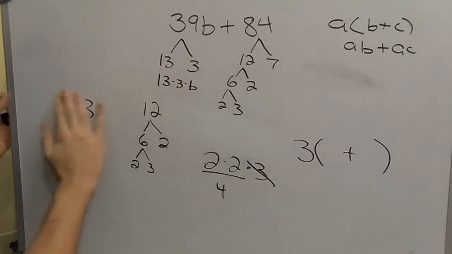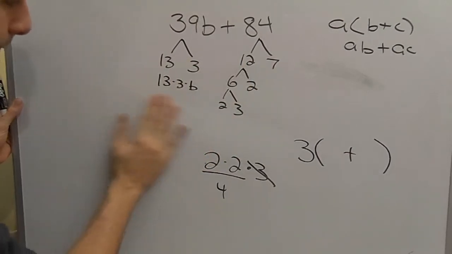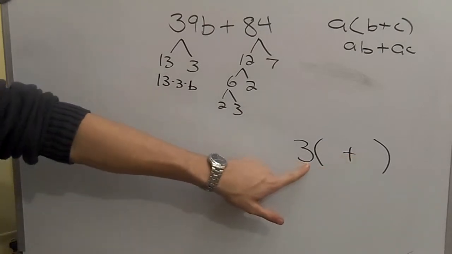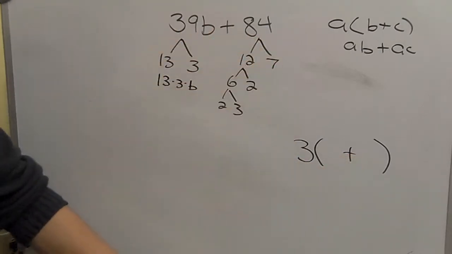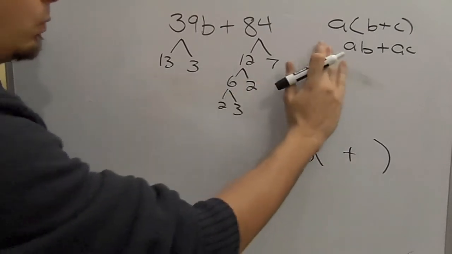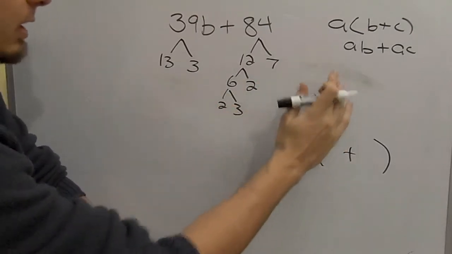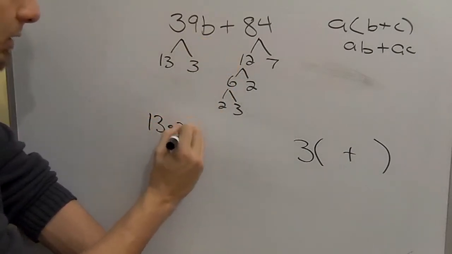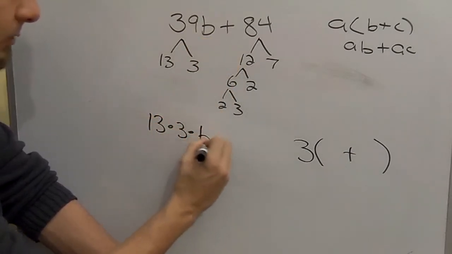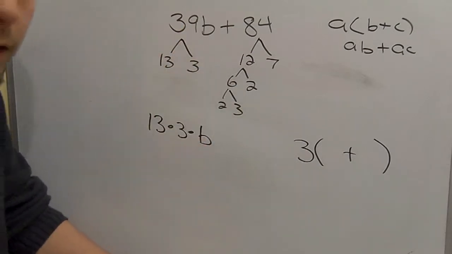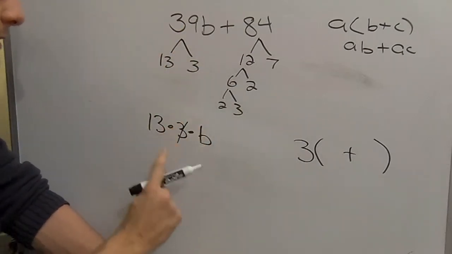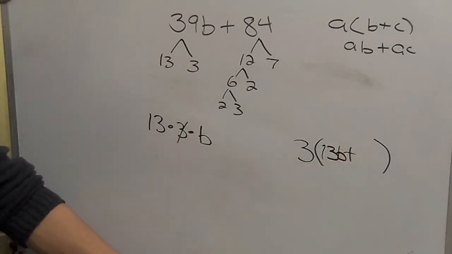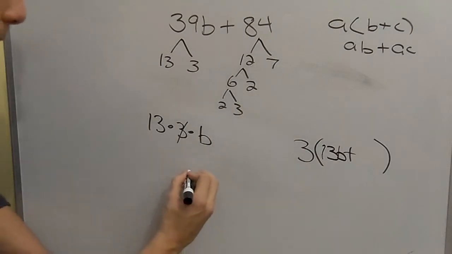So, how that applies to what we're doing over here. If I want to know what goes inside, well, GCF is a factor of both of these numbers. So what I am literally doing is asking myself, 3 times what is 39b? Let's take a look at 39b's prime factorization. I know 3 has to be in it somewhere, so I'm going to take it out. What's left? 13b. So 13b goes there.